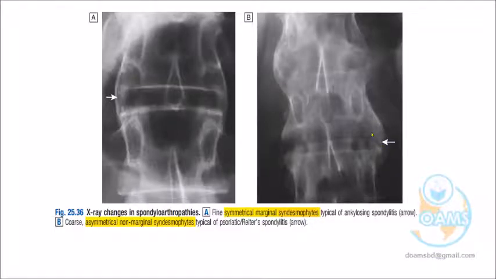syndesmophyte. But in osteoarthritis, there will be some bony outgrowth. Bony outgrowth. I am not showing you parallelly here, just to let you know the appearance of this will be the common X-ray for your learning.